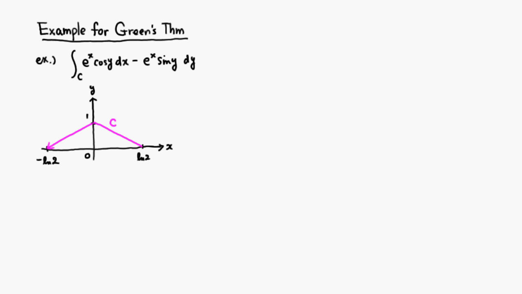Since this is not a boundary of any region, I'm going to add an extra curve here to complete the circle, sort of complete the trip. It's actually a straight line segment. I'm going to call it C prime. A combination of C and C prime will give us a boundary of a triangular region. So we're talking about this triangular region.